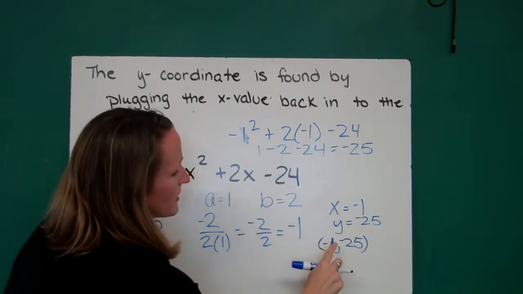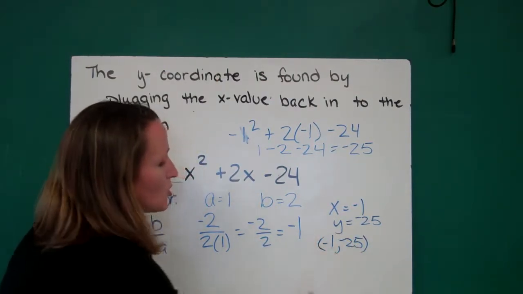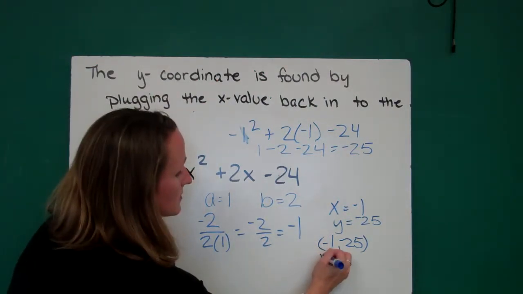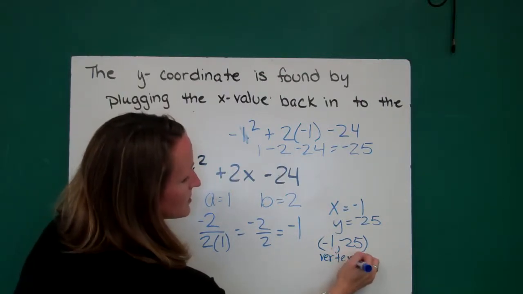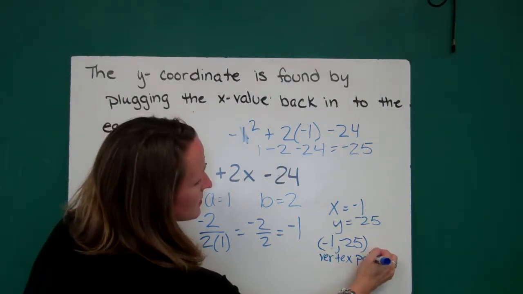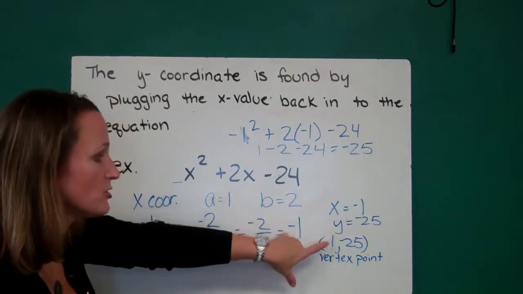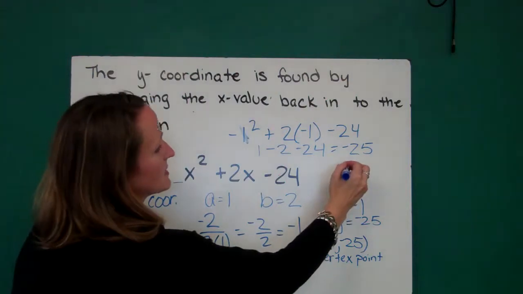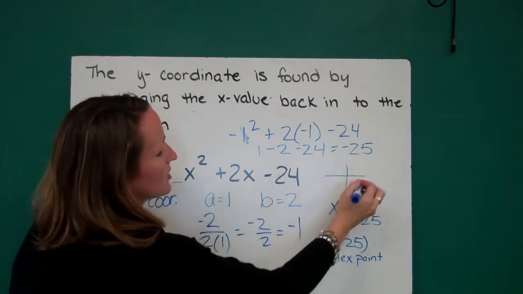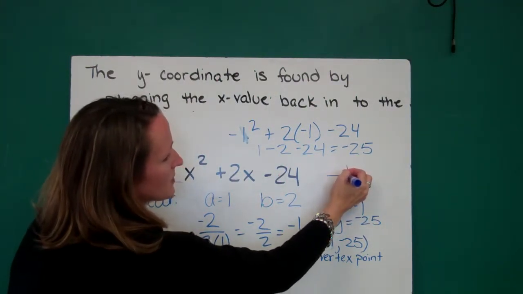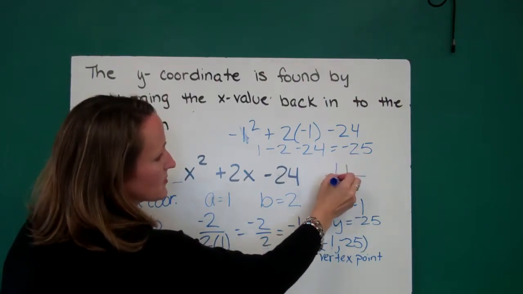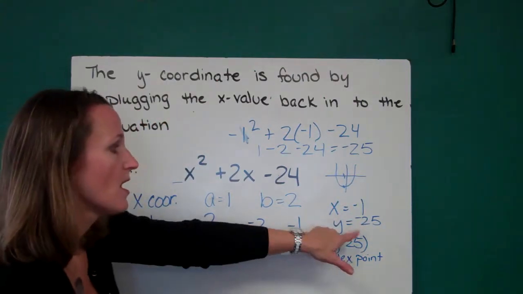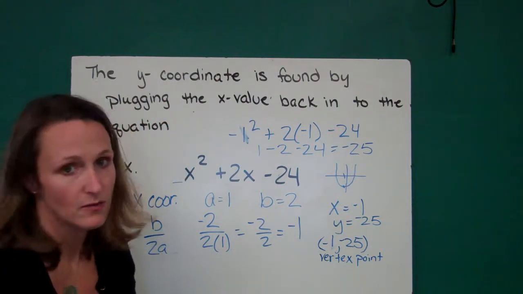This is your vertex point, but your actual axis of symmetry would be at x equals negative 1. If we graphed this, if we just drew a little graph, you would know that here at negative 1 would be your axis of symmetry, and your vertex point would be way down here at negative 1, negative 25.